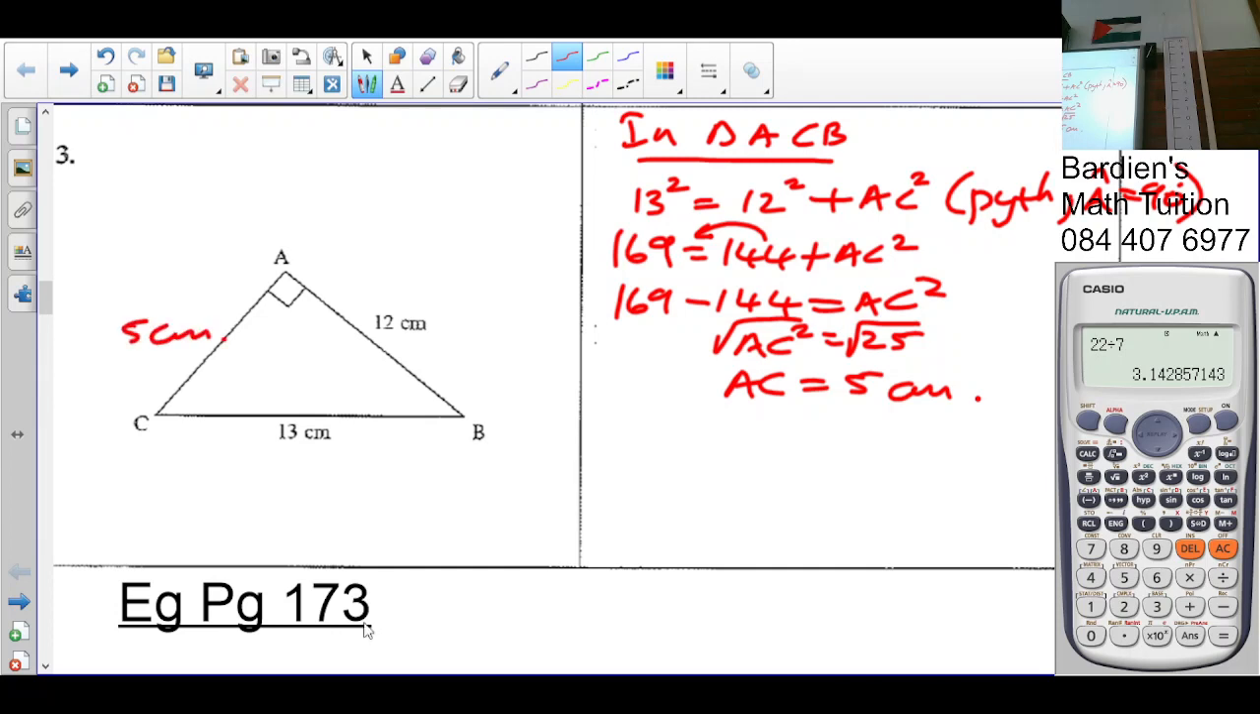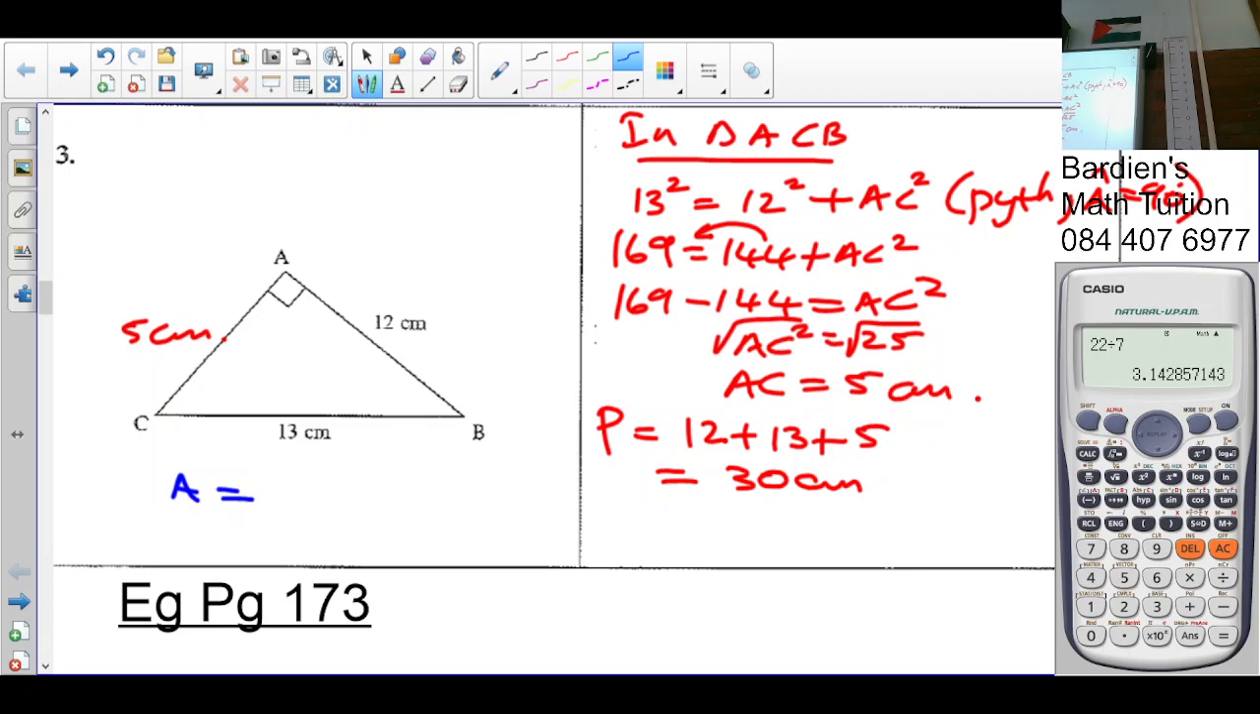Okay. So what is the perimeter? The perimeter is going to be the sum of the sides. The perimeter is going to be 12 plus 13 plus 5. 12 plus 13 plus 5 is going to give us 30 centimeters. Alright? You guys understand? What would the area be?